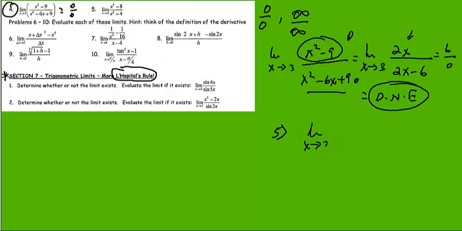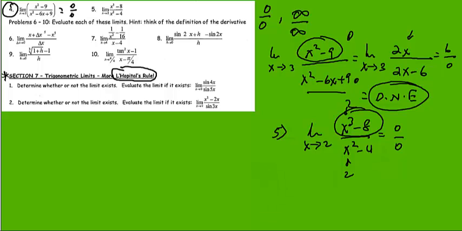Now, let's do number 5 using L'Hopital's rule. Limit as x goes to 2. First I have to establish that I'm going to get 0 over 0 or infinity over infinity. As you can see, when I plug in 2, I'm going to get a 0 on the top, and when I plug in 2 there, I'm going to get 0 on the bottom, so I can use L'Hopital's rule instead of factoring. Most of you probably don't even know how to factor a difference of cubes anyway.